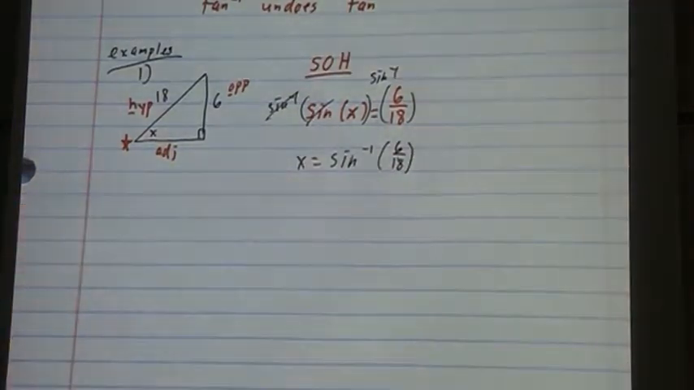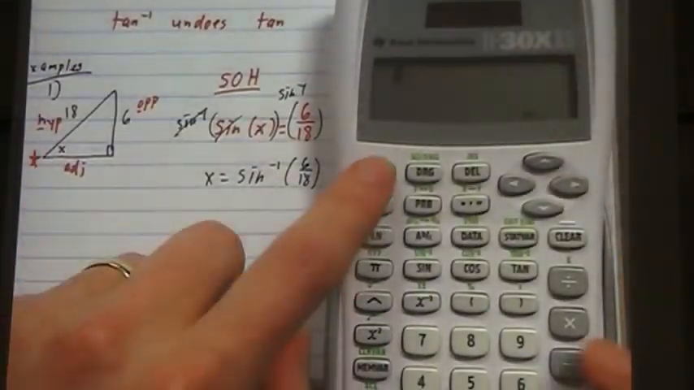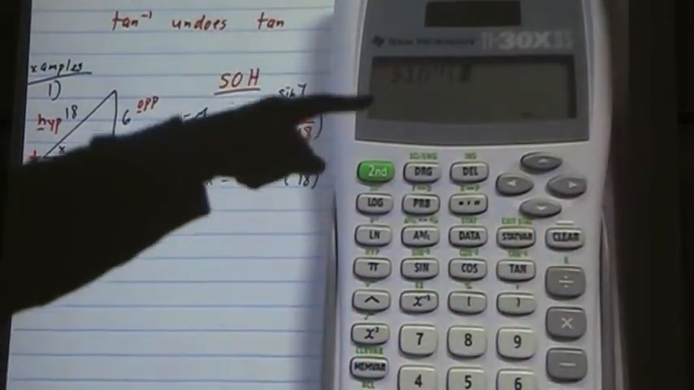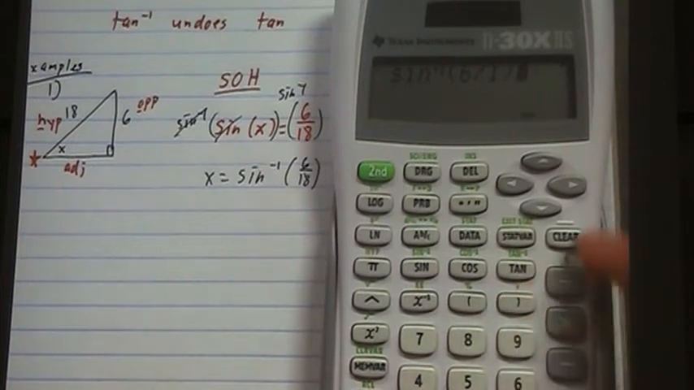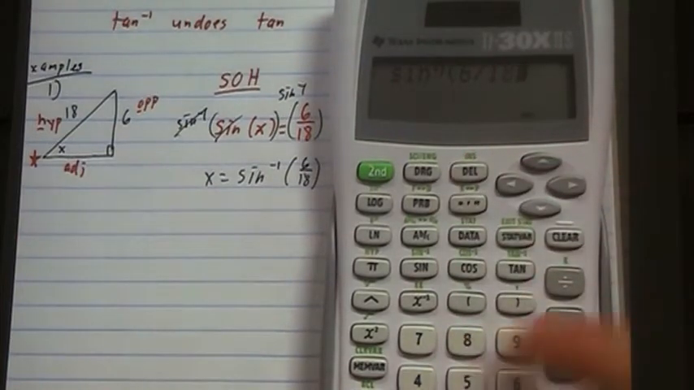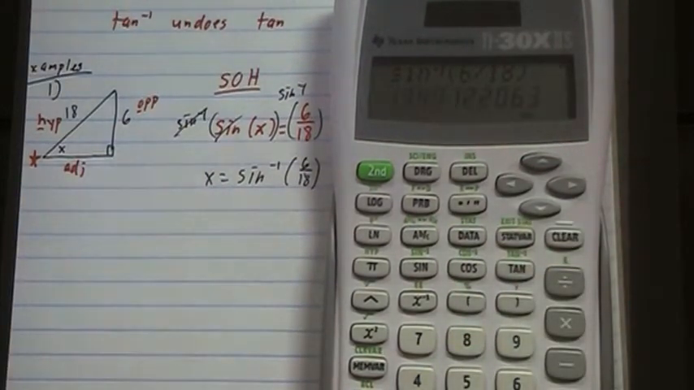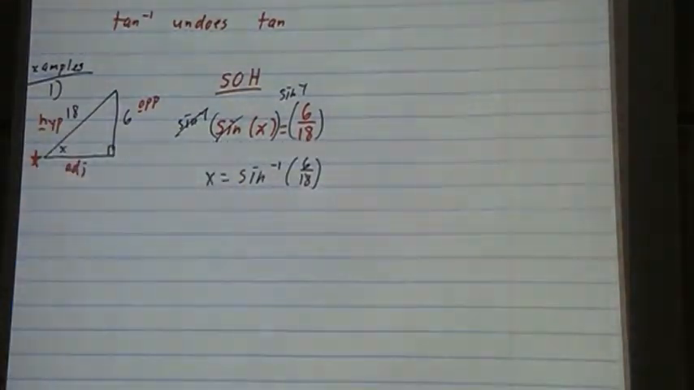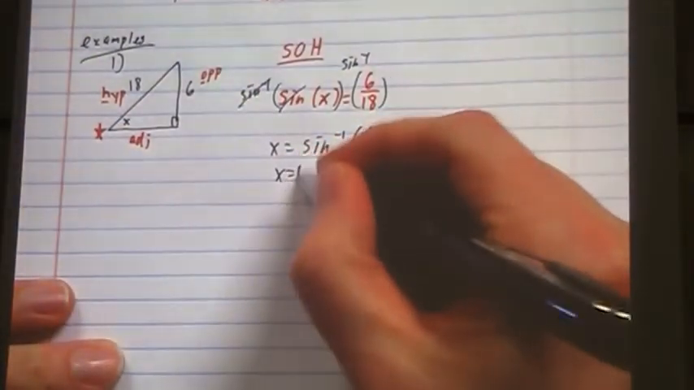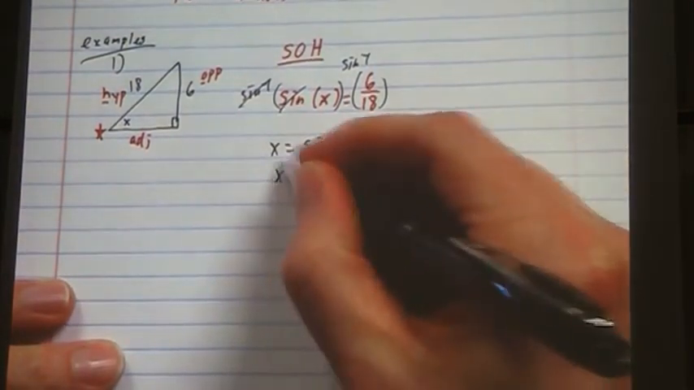You could reduce that. You don't have to, though, because you're going to just pop that into your calculator. So secondary function, your sine button. Now you'll see a little sine minus 1. 6 divided by 18. Oops, I'm sorry. 18. End your parentheses, and boom. 19.47 or 19.5, depending on how we're rounding. Boom, done.